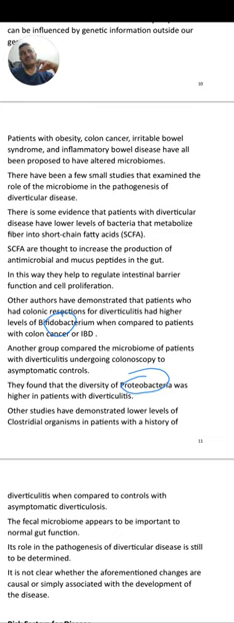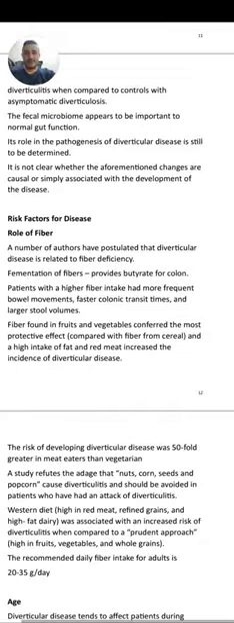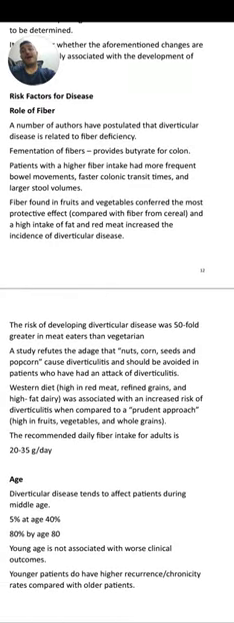Actually, the reason I'm not delivering clear information about that is that these are just studies on the theory level, and it's not clear whether it is causal or simply an association between the microbiome or microorganisms and the development of diverticular disease. Okay, let's move a little bit and talk about the risk factors of the disease.